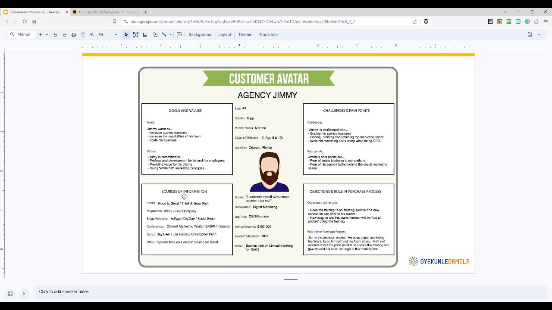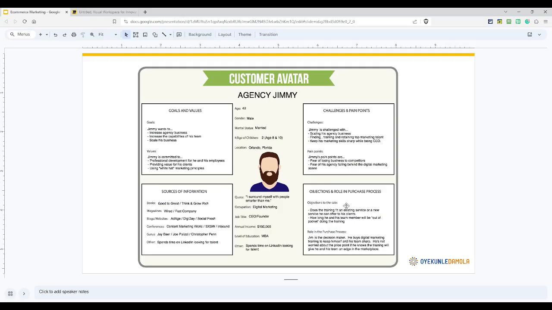What's the source of information? Like, where do they get information? Now, again, this is digital marketing, so you have Good to Great. You have books like Think and Grow Rich, etc. Challenges and pain points. What challenges do they have? What pain points do they have that your business can solve? And then lastly, what objections and roles would they have in the purchase process? Now, you might be asking, why do you need all this? They are very important, and I'm going to get to that.